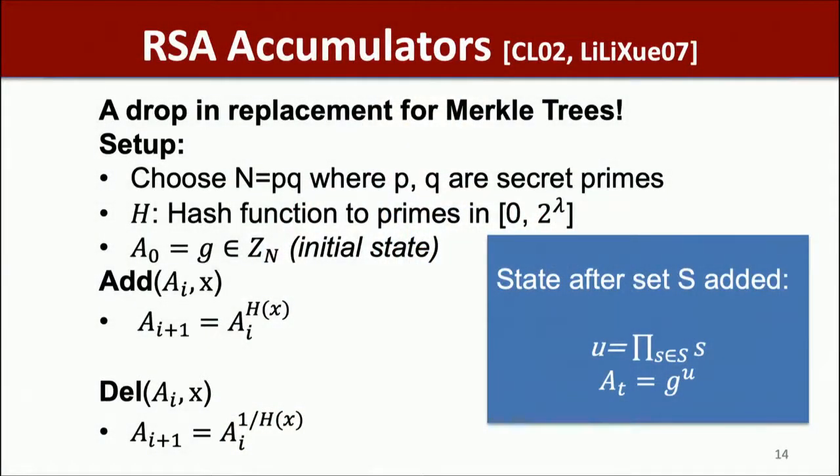So what is the state of the accumulator after I've done a bunch of additions? I will omit the hash function for the rest of the talk. If I have my set S of elements, then the state of the accumulator is just the base element of the accumulator raised to the product of these elements. This is commutative. It doesn't matter in what order I add the elements, the state of the accumulator will always be the same, because multiplication is commutative.